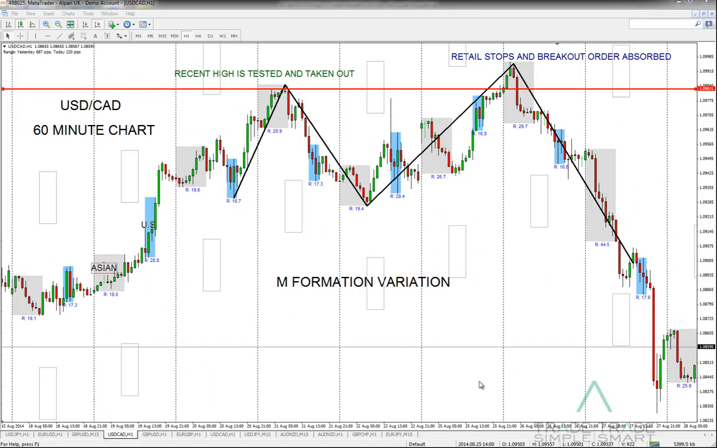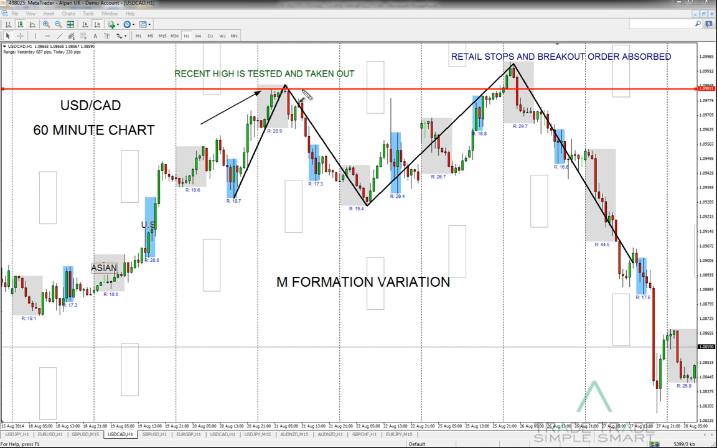Okay, in this example we're looking at the dollar CAD on the 60-minute chart, where we have an M formation which has formed over the course of 4 days. Now, we have the initial high, which was set at the first leg of the M, which was used to induce traders into the market and also liquidate the majority of the smart money position.